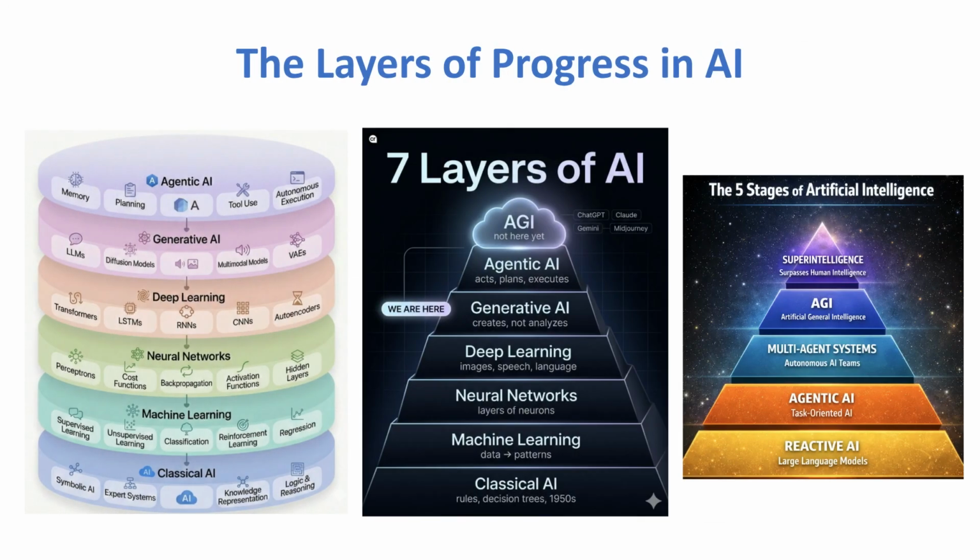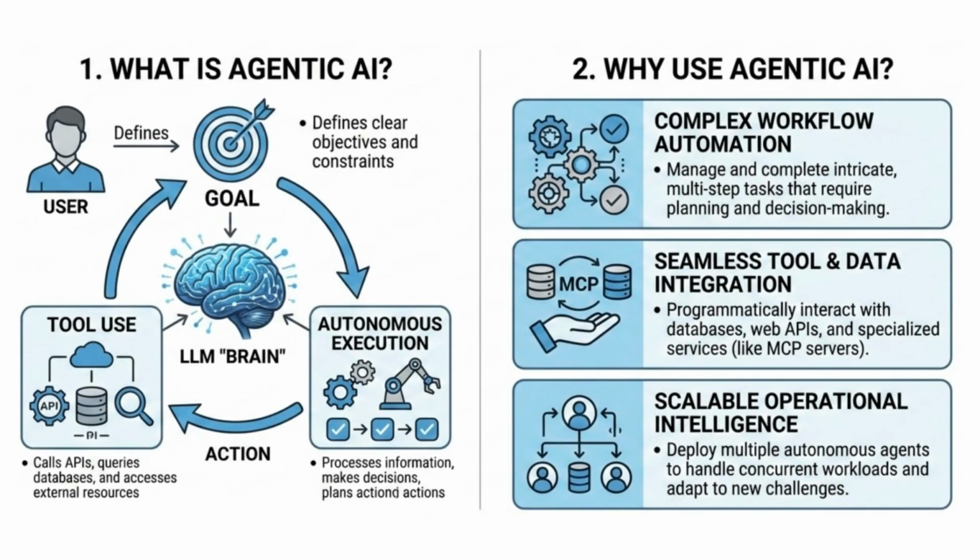The development of AI has occurred in layers, building from classical methods to neural networks and generative models. We are now entering the era of Agentic AI, where systems can plan, use tools, and operate autonomously to complete multi-step tasks. Agentic AI allows users to define objectives that an AI brain pursues through autonomous execution and tool use. This approach enables complex workflow automation, seamless integration with external data, and scalable operational intelligence.